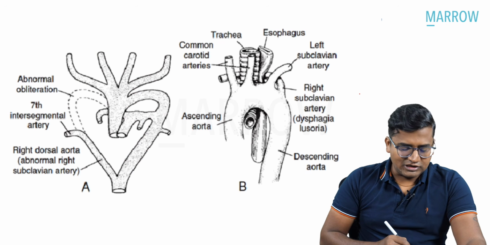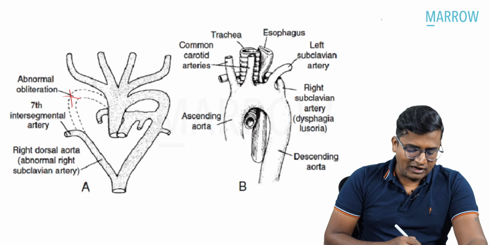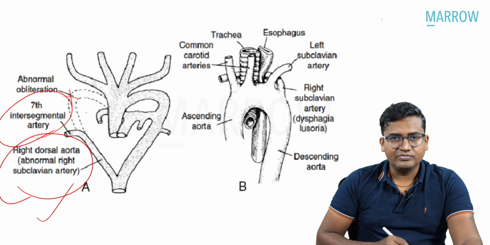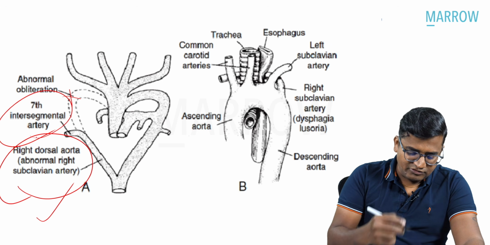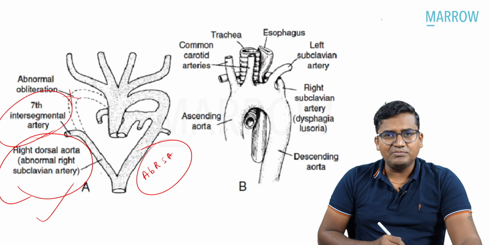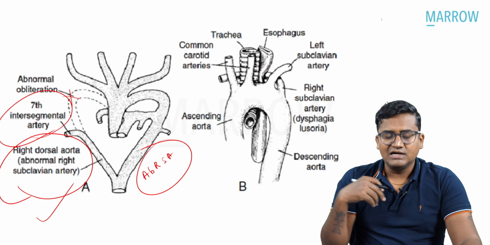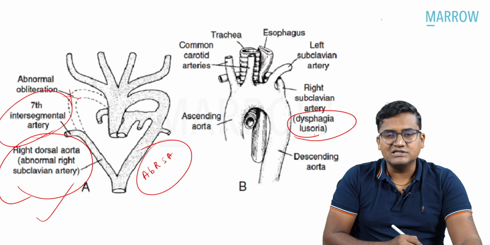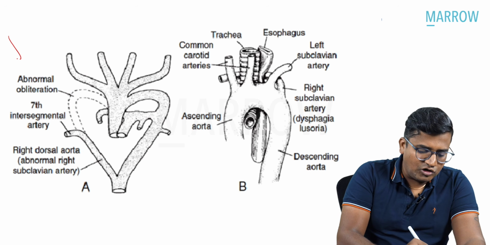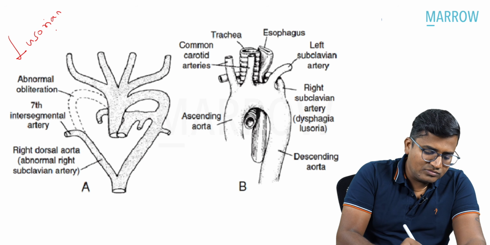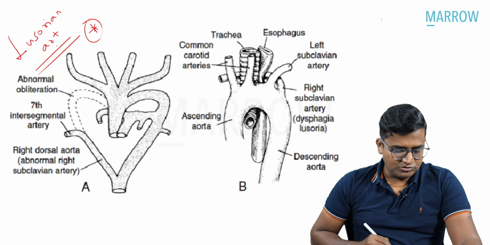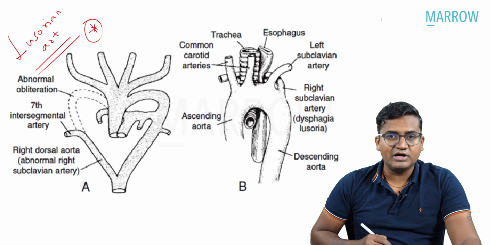Now this right fourth arch artery will disappear and the caudal part of the right dorsal aorta will persist along with the seventh cervical intersegmental artery. These 2 arteries form the abnormal right subclavian artery. This abnormal right subclavian artery goes behind the esophagus, compresses the esophagus and in turn causes dysphagia lusoria. That is why the abnormal right subclavian artery is also called the lusorian artery. Another high yield topic for the coming NEET exam.